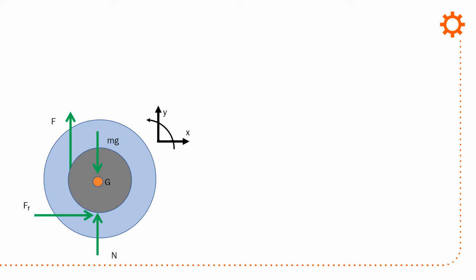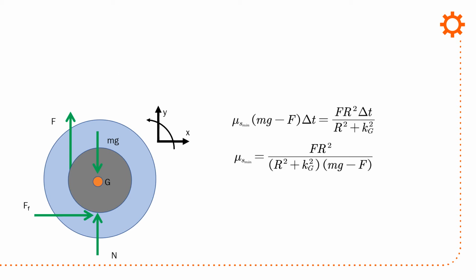minus that pulling force. So substituting all the terms in, I know that mu sub s N, mu sub s (mg minus F) delta T equals F r squared delta T over (R squared plus kG squared). Put all the terms together, cancel all the terms that disappear. I end up with a relationship now for the minimum static friction coefficient. And you'll notice immediately that that delta T term doesn't play a role. It's gone. It canceled out. So it's only a function of the radius of gyration, the weight, and the pulling force.